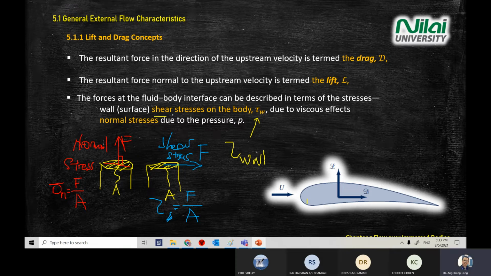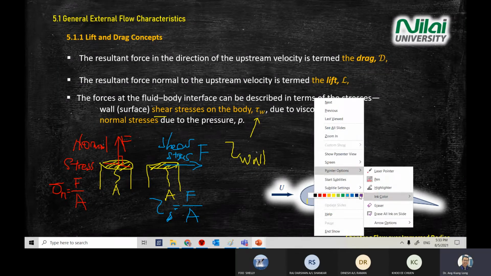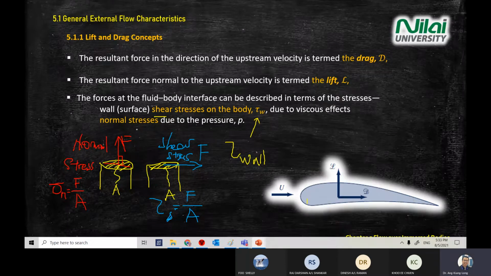Now if you compare the definitions I explained just now between normal stress and shear stress, if the direction of the force is along the body or parallel to the surface, it will always fall under shear stress, or we call it wall shear stress. Another side note is how we define the forces. This force here that defines the normal stress, we call it normal force.